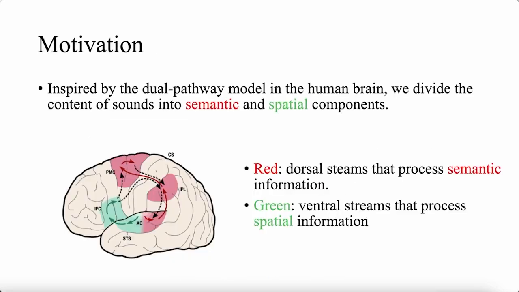Inspired by the dual pathway model of the auditory process in the human brain, we divide the content in sounds into semantic and spatial components and treat these two components differently. The red part in the figure is the dorsal stream that processes semantic information, and the green part in the figure is the ventral stream that processes spatial information.